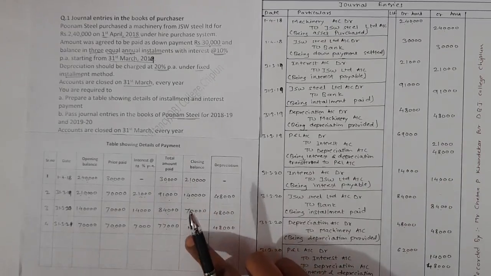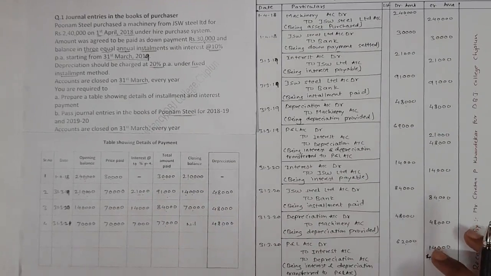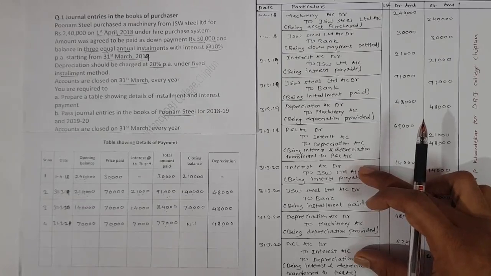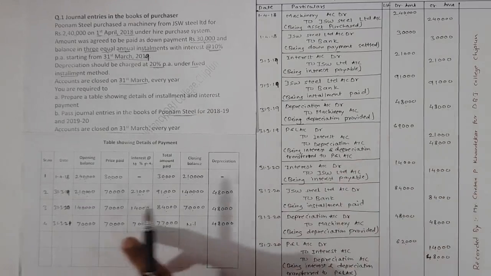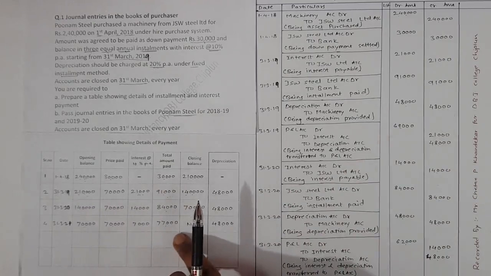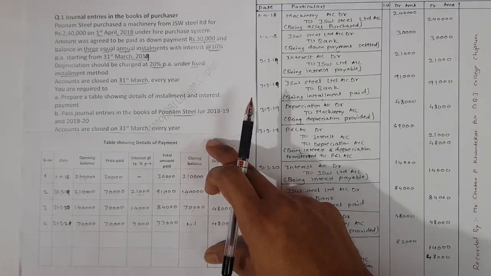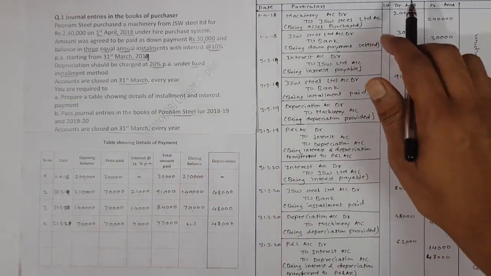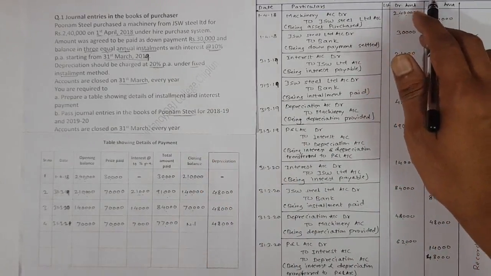Now if entries are required for the third year, again all these entries will be repeated, only amount will be as per this table. So this is about the details of payment table and entries in the books of Poonam Steel, which is the purchaser.